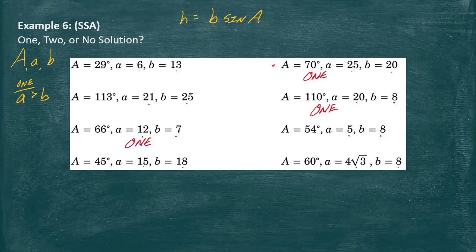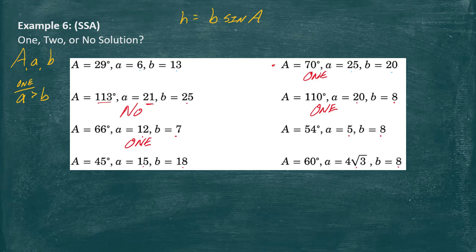So maybe we can go ahead and identify the obtuse angles. Looks like we've got one obtuse angle right here. Across from that angle has to be the biggest side, so since the side across from that angle is not bigger, this one is for sure a no solution. Since again, it has to be the largest side across from the largest angle, so we can narrow that one down.